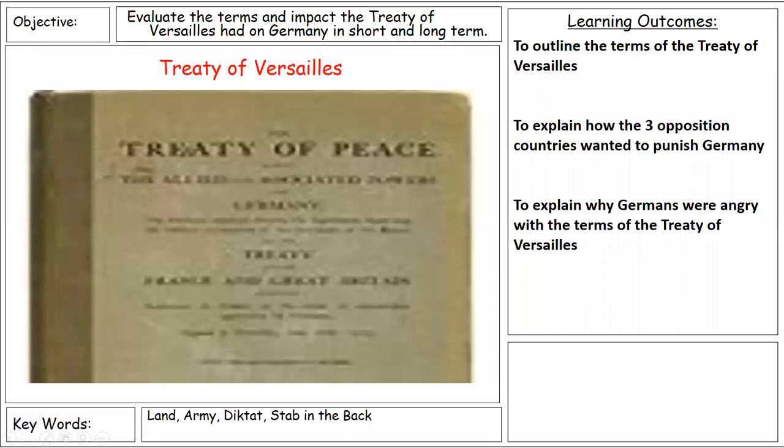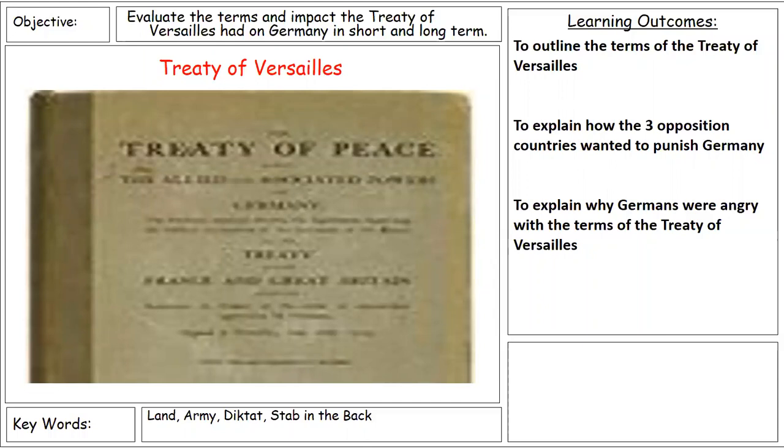This is the third lesson, paper 3, Weimar and Nazi Germany. And this lesson is probably one of the key lessons in understanding why there was so much anger towards the German Republic, the Weimar Republic. And what we're going to look at today is the Treaty of Versailles. We've got to look at the terms, to look at what people wanted to do to punish Germany, and then look at why the Germans were angry at the eventual terms of the Treaty of Versailles.